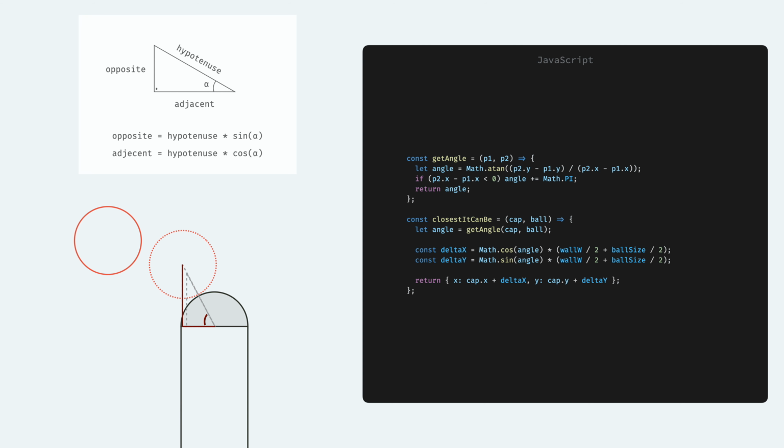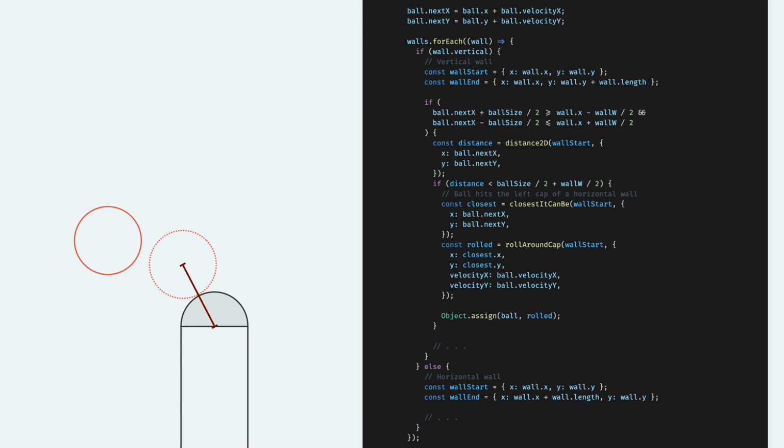Then we do the inverse of this calculation. We use this angle and the distance the ball should be from the wall cap to calculate the horizontal and vertical delta from the center of the wall cap. Then we just add these delta values to the center of the wall cap and we get the new ball position that doesn't overlap with the wall anymore. But this is only half of the solution.